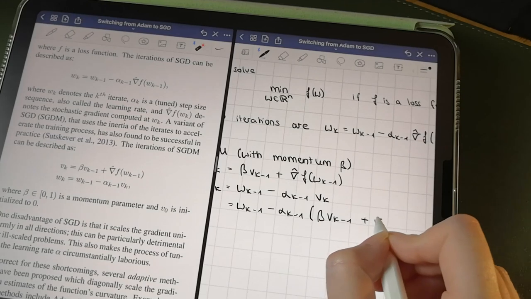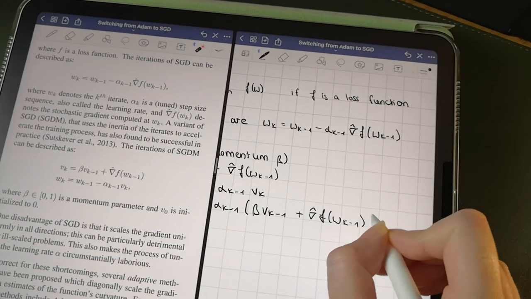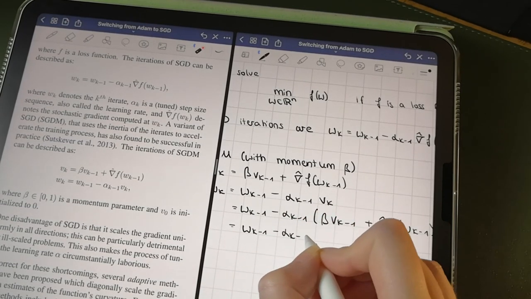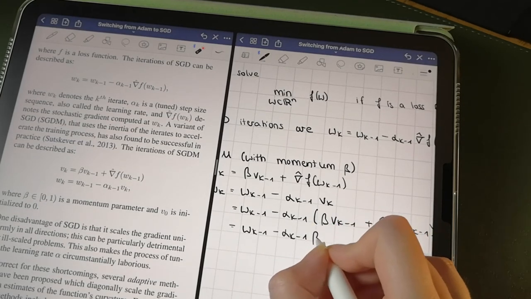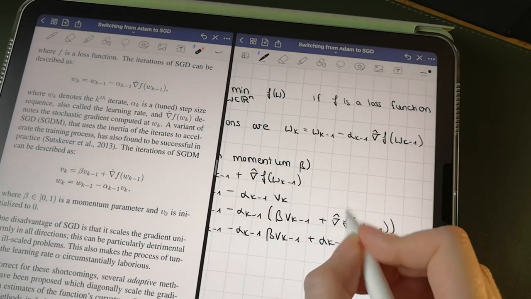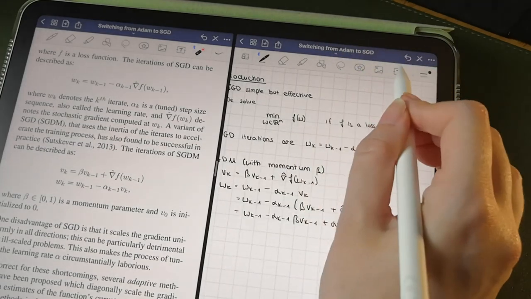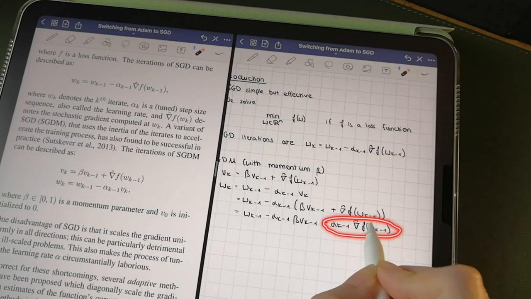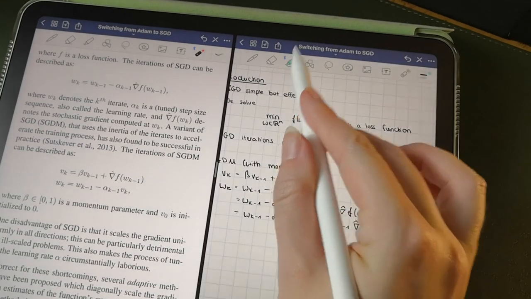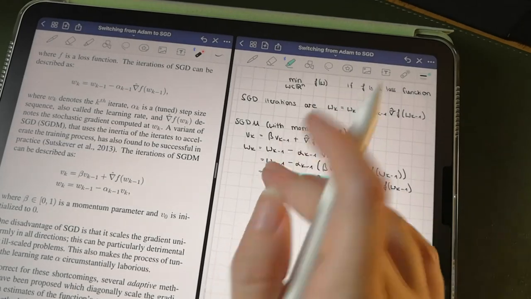Plus the gradient minus 1, times beta vk minus 1. Plus, and then we have the update that we already had before. So this term is exactly the same as this term. We just have this additional term. So that's the additional term. Okay.